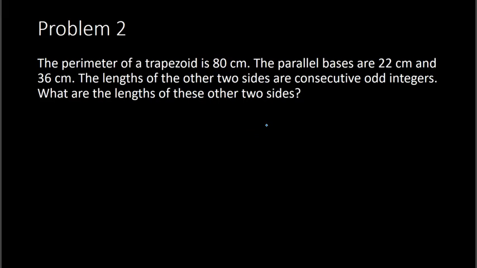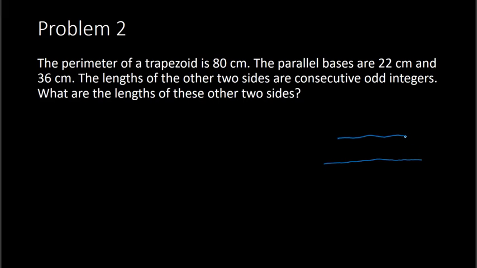So this involves a lot of different pieces of information that you need to be aware of ahead of time. So first, we need to know what a trapezoid is. Well, a trapezoid is a shape with just one set of parallel sides. So something like this.